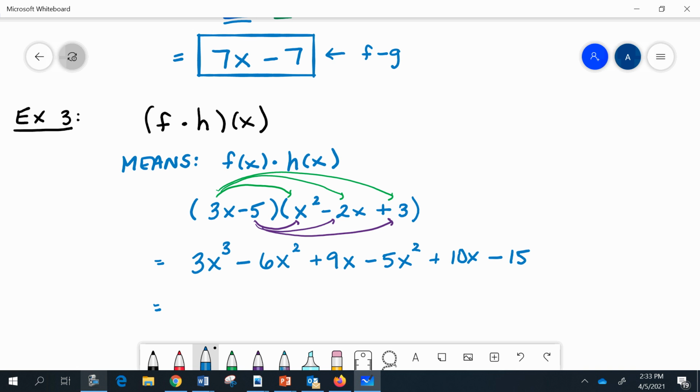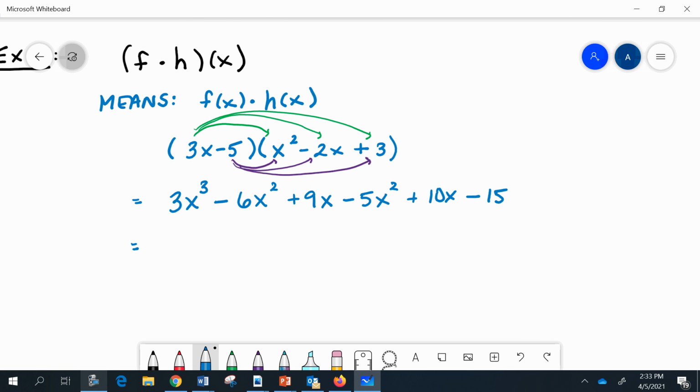So let's take a look and see if we have any like terms that we can combine. Well, I see right here, there's a 3x cubed, nothing else to combine it with. So right now we've got 3x cubed. Okay? And so I'm just going to kind of highlight it as I'm done with it so that I can keep track. Well, then I've got my x squared terms. I see a negative 6x squared and a negative 5x squared, which is going to combine to make a negative 11x squared. So now I'm done with those terms.